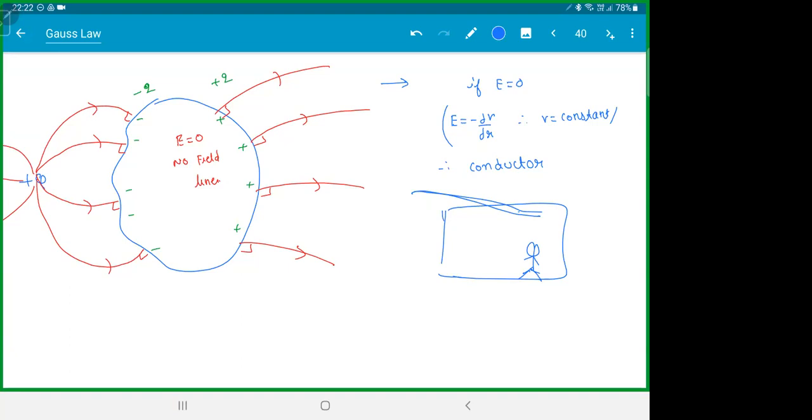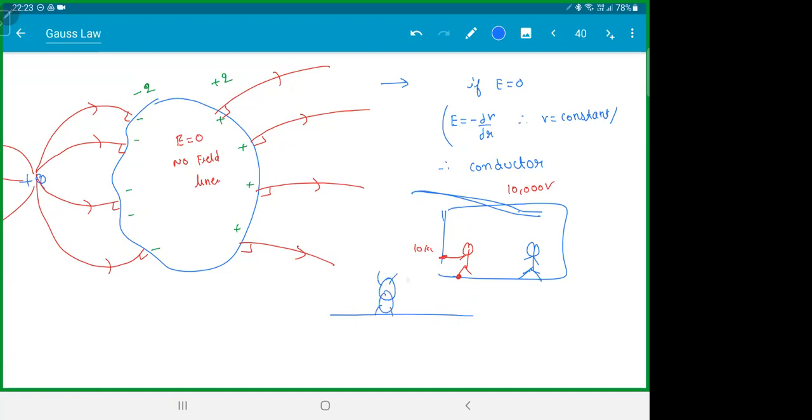Problem is, I'll tell you one thing. See, you don't die because of potential. You die because of potential difference. When you're sitting inside, the entire compartment's voltage became 10,000 volts. So when you're touching it, what is the voltage of your leg? 10,000 volts. If you touch the compartment, what is the voltage? 10,000 volts. What is the potential difference? 0.